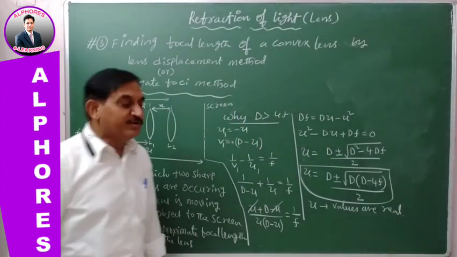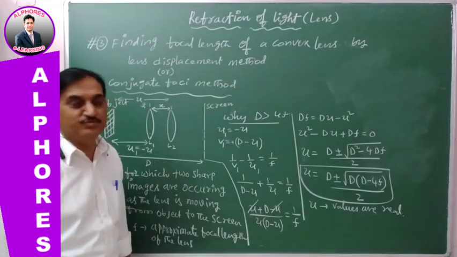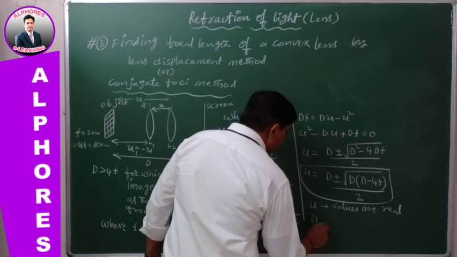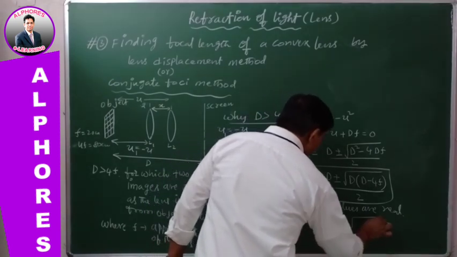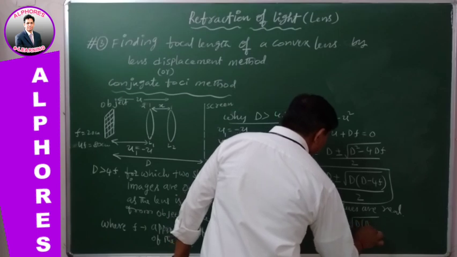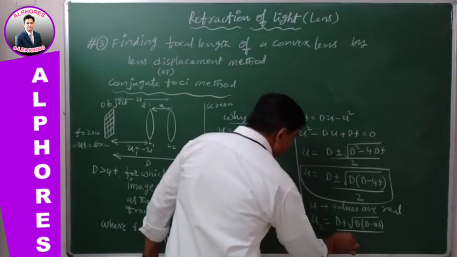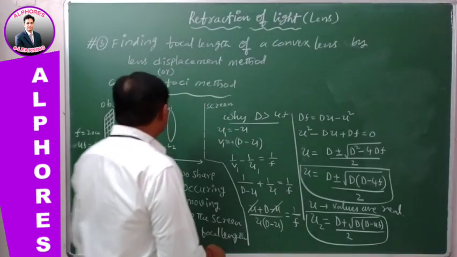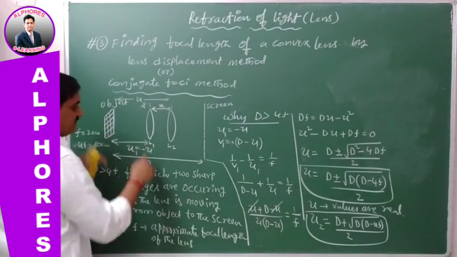Real roots are occurring, and we can find its roots, two values, that is u1 and u2. Say u2 is equal to d plus root over d into d minus 4f, by 2. This is u2. See here, u2 is the greater distance, u1 is the smaller distance.